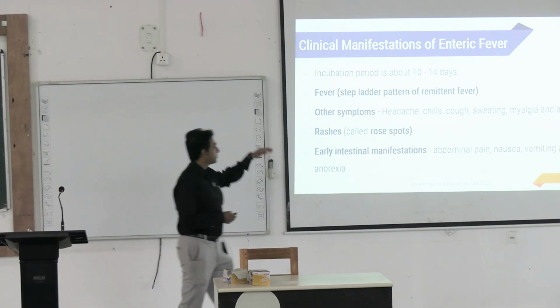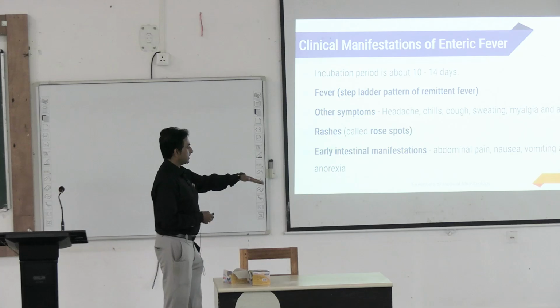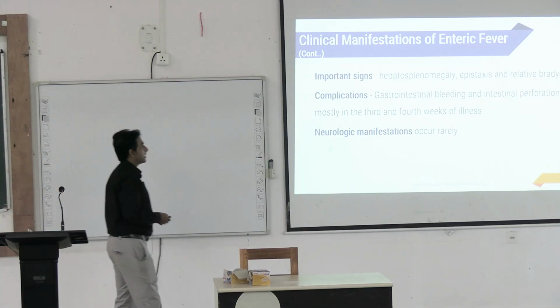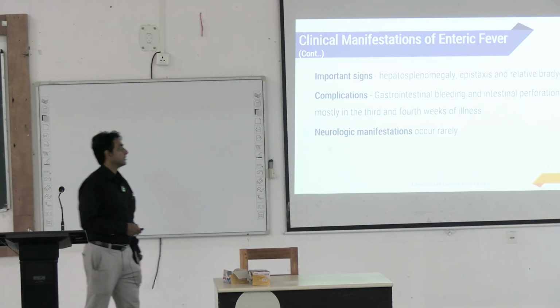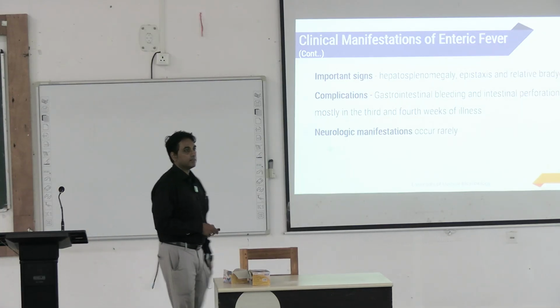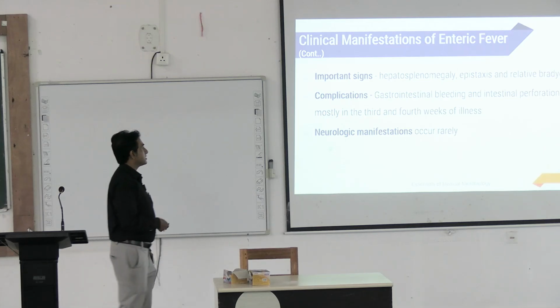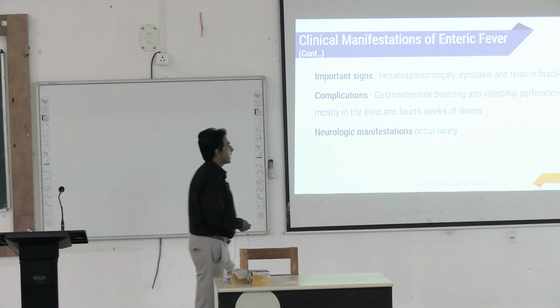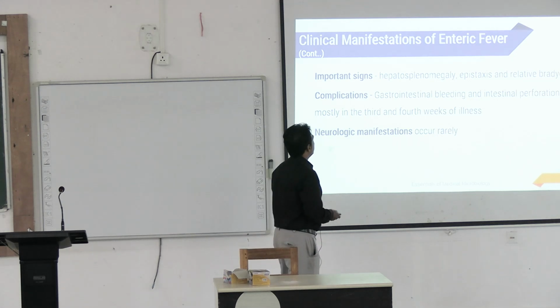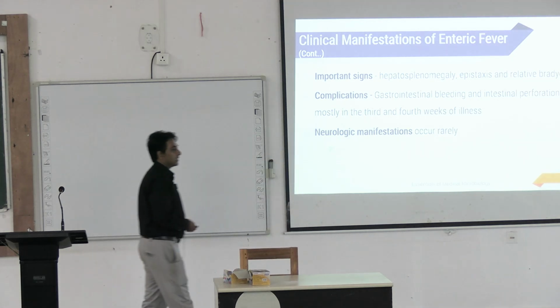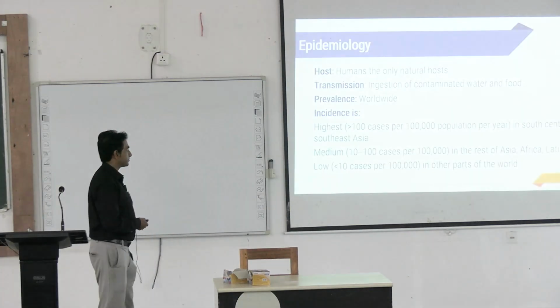Fever will be a step ladder pattern, decreasing and then remaining stable and then again rising, a step ladder pattern of remittent fever. Important signs are hepatosplenomegaly, epistaxis and relative bradycardia. Another important word is relative bradycardia. The complications are gastrointestinal bleeding and intestinal perforation, which occurs mostly in the 3rd and 4th weeks of illness. The neurological manifestations occur rarely.